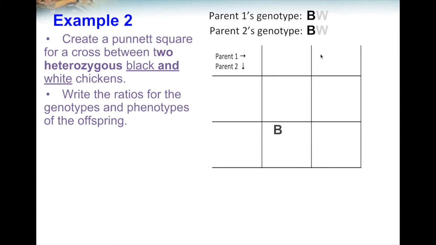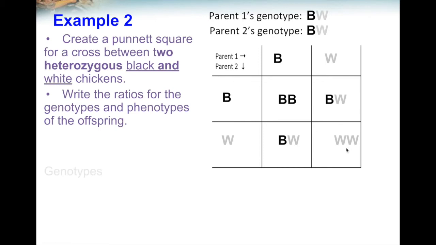So same thing, one parent goes on the top of the Punnett square, the other one goes on the left side, and you're just going to fill this in. So here we have BB, and this is homozygous because they're both the same alleles or letters. The next two will be BW, and this is heterozygous. And then the last box is WW, and it's homozygous because it's the same alleles or letters.